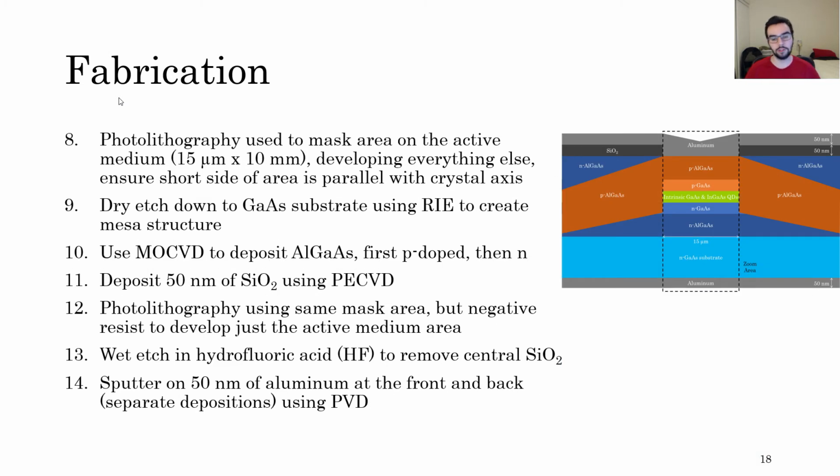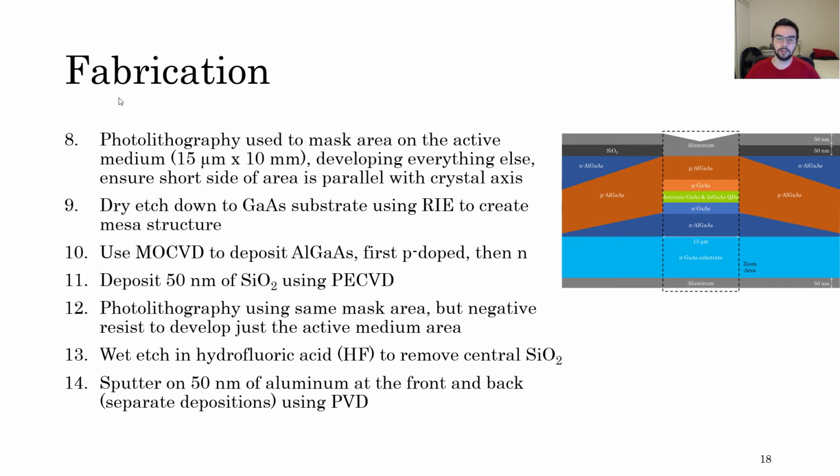Then we can actually use photolithography, and we make a mask area on top of the basically active medium that we wish to make, 15 microns by 10 millimeters in area. And we develop everything else, and we have to make sure that the short side, the 15 micron side, is parallel to the crystal axis, and I'll explain that in a little bit. We basically want to cleave later on. And then we dry etch down to the gallium arsenide substrate using RIE, and we make this mesa structure.